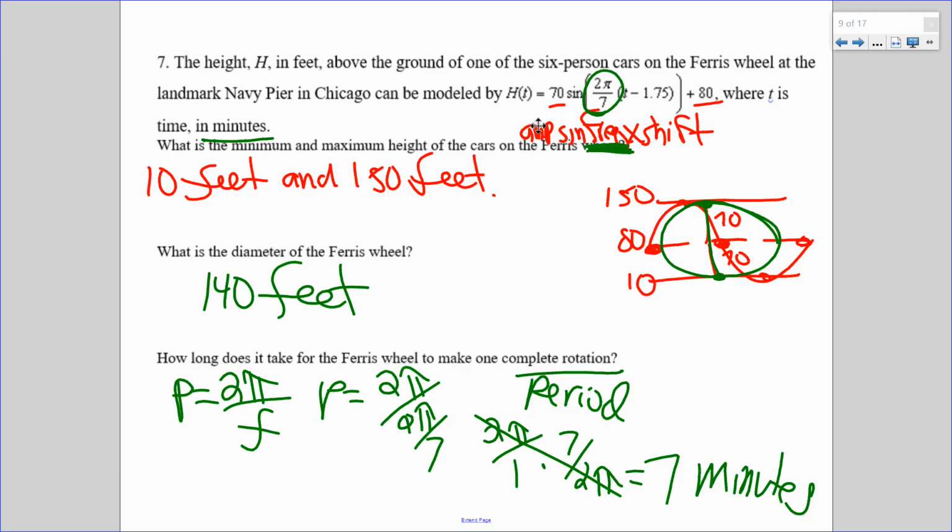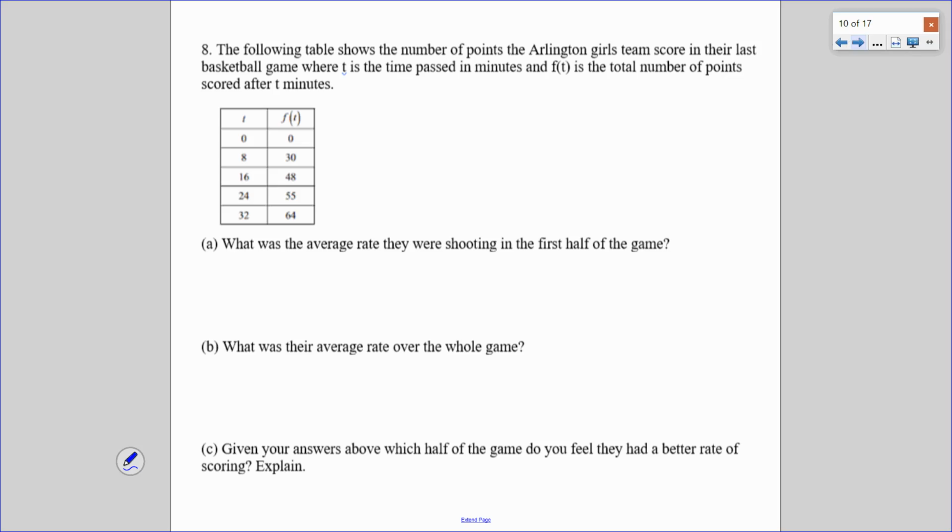To go back and forth between period and frequency, we just use the formula period equals 2 pi over the frequency. The rest of it, as long as you know amp sine freq x shift and you draw your little picture, you know what your waves look like, you should be good. What do we got next?